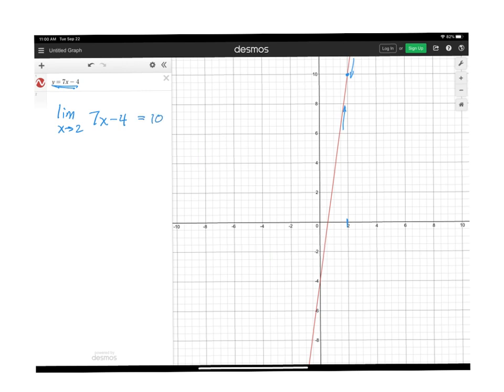In this problem, I also want you to note that if I ask you to find f of 2 and you plugged 2 into this function, you would get 14 minus 4, which is equal to 10, right? And when the limit actually equals the value of the function at that point, we have a special name for that, and that name is continuous. We won't talk about that anymore this lesson, but we'll introduce that in a future lesson.